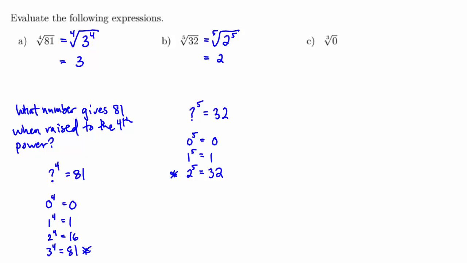This last example is the cube root of 0. Now, if you've noticed in each of these others, anytime I take 0 and raise it to some positive integer power, I just get 0. So, because 0 cubed is 0, the cube root of 0 is simply going to be 0.